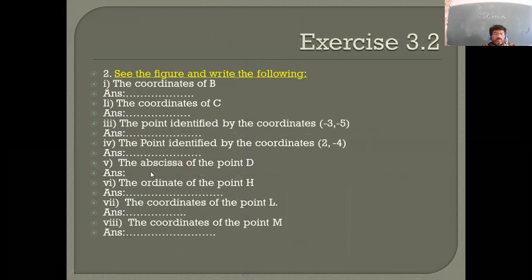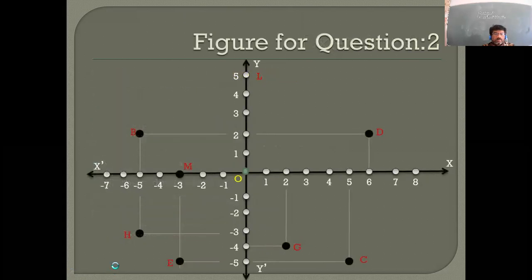Next question is coordinates of the point C. C is here. First see on the x-axis it is 5 and on the y-axis it is minus 5. The coordinate of C will be 5 comma minus 5. Put a bracket and write 5 comma minus 5.